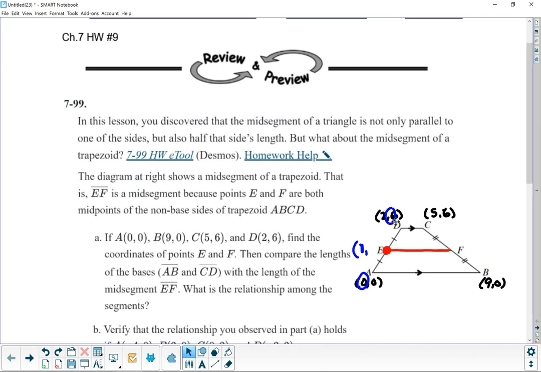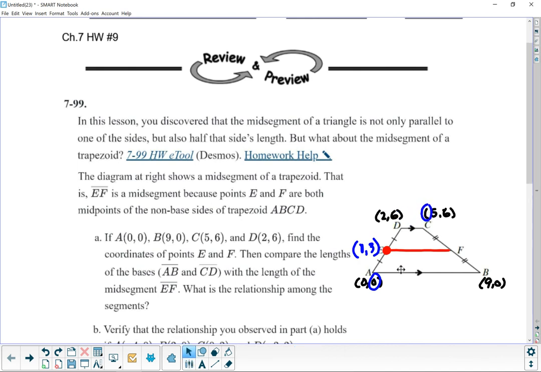To find the y value, you take the y's, right? 6 plus 0 is 6, and divided by 2 because you want the middle of it. So 6 divided by 2 is 3. So this point E is at 1, 3.